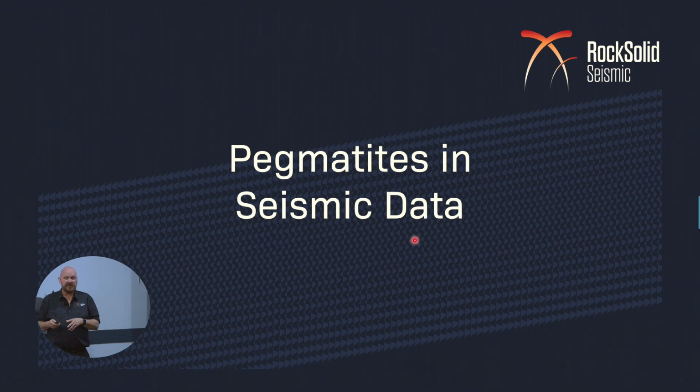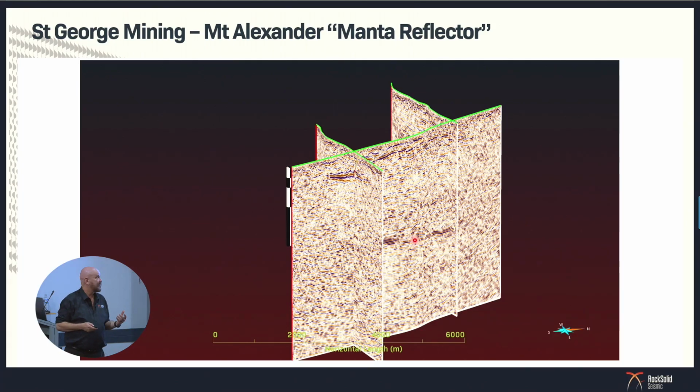So there's been a lot of talk about pegmatites. Everybody wants lithium these days. There aren't many good geophysical methods that I've seen that work all the time. Even seismic doesn't work all the time. But here's an example from St George Mining up at Mount Alexander. We did this seismic survey looking for nickel massive sulfides. We thought this thing might have been a massive sulfide.